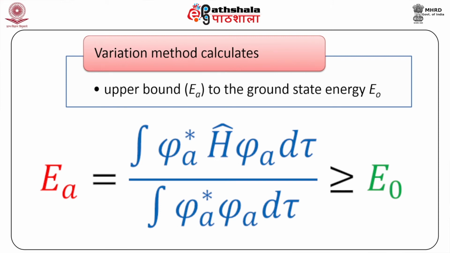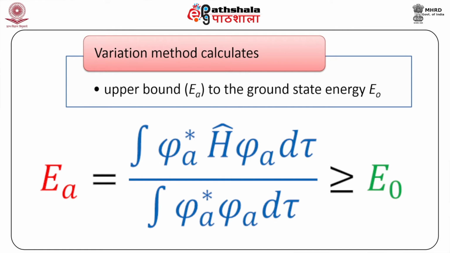The most important step for solving eigenvalues of complex systems using the variation method is choosing or guessing the right guess or trial function psi a, which determines the success of the variation method. The closer psi a is to psi naught, that is the ground state wave function, the closer EA, that is the approximate energy, is to E0, that is the ground state energy.